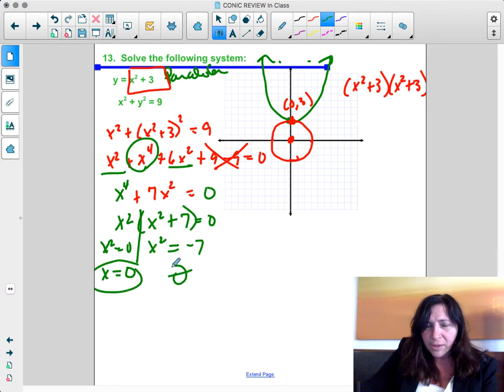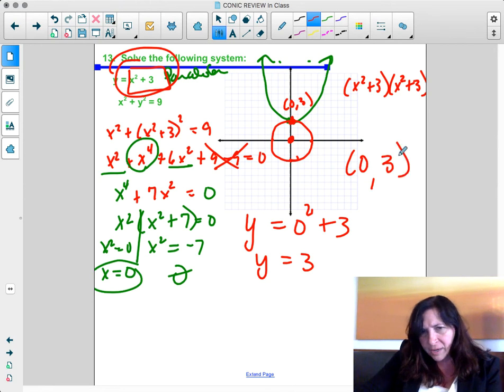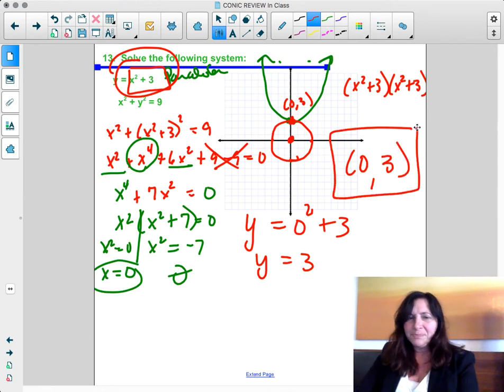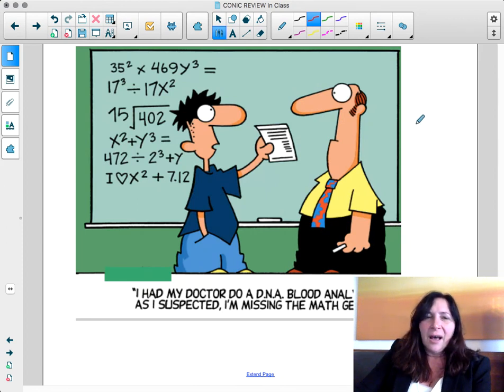Take this value, that's the only one that works, and plug it back into the other equation. So here we go. Y equals 0 squared. I'm plugging it into this. Add 3, so y is equal to 3. So when I plugged in 0, I got 3. So there's my intersection point. Awesome. Oh, we're done.